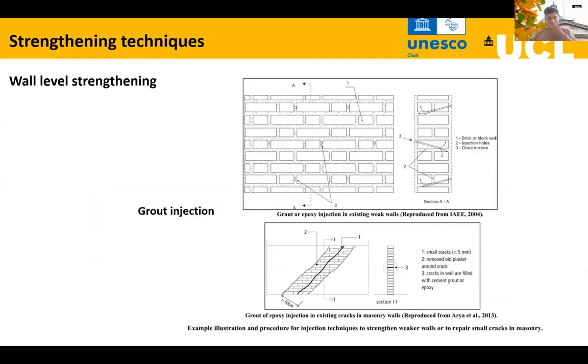Again, at wall level, if the material, especially the binder, the mortar, is of poor quality or has been lost or disintegrated after a long time, then this grout injection can be used to regain the bonding in the masonry. So in this process as well, they create small holes and then inject the grout through the masonry.